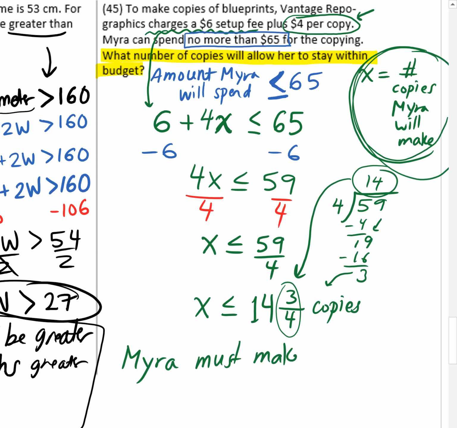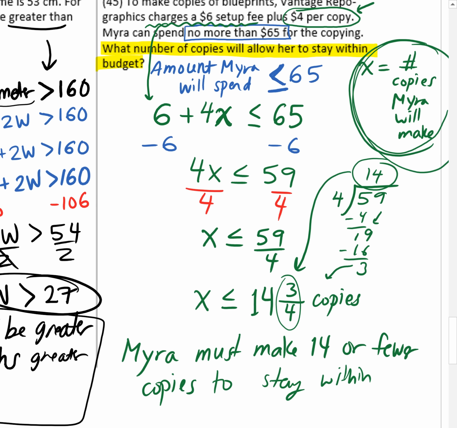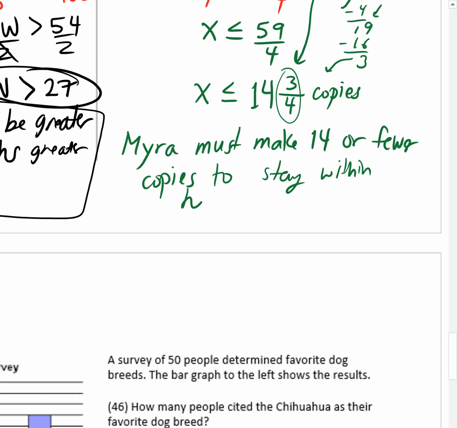Make 14 or fewer copies to stay within her budget. Yeah, I guess you could have probably said less than 14 3/4 copies, but kind of using logic, I don't think there's any way to make 3/4 of a copy.